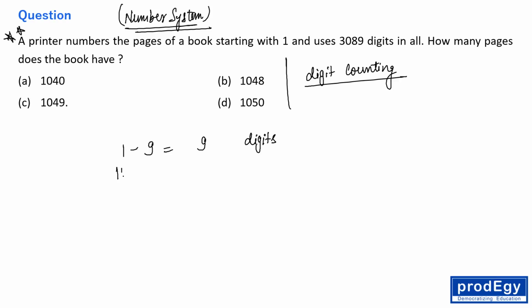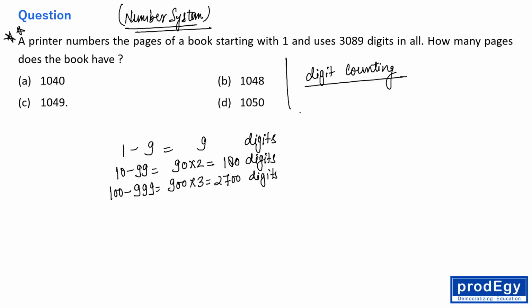Fine. So now 10 to 99. When you are typing from 10 to 99, then you are actually typing 90 numbers and every number is a 2-digit number. So 90 times 2 is 180 digits. So you are using 180 digits in all, right? Now after that, when you are starting from 100 and going to 999, so you are actually writing 900 numbers and every number is a 3-digit number. So you are actually using 2700 digits.